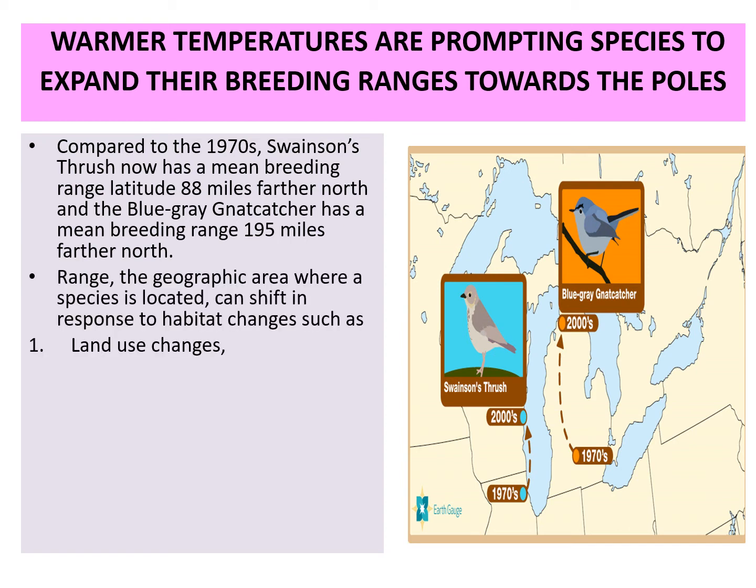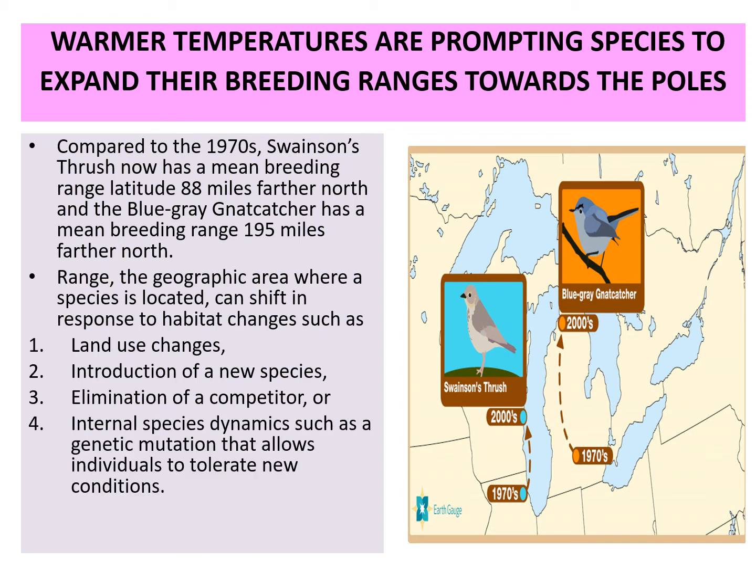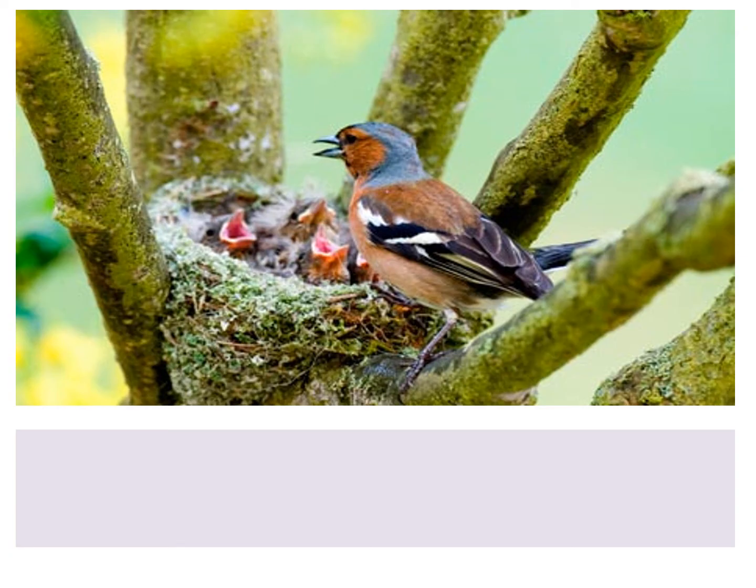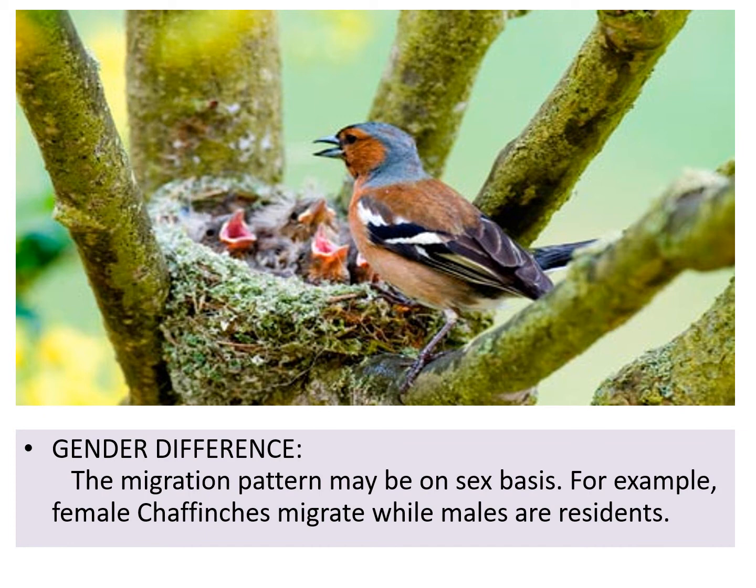Range, the geographical area where a species is located, can shift in response to habitat changes such as land use changes, introduction of new species, elimination of a competitor, and internal species dynamics such as a genetic mutation that allows the individual to tolerate new conditions, and climate change. So individuals are moving towards the poles as temperatures warm. Now, gender differences. The migration pattern may be on a sex basis.